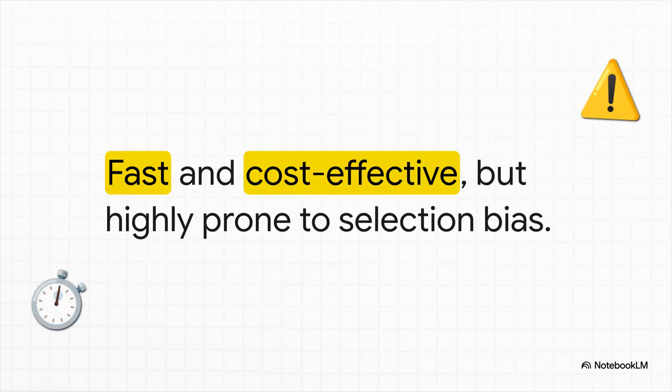Let's ground this in reality for a second. Imagine you're studying a specific illness. With convenience sampling, you might literally just survey whoever happens to be sitting in a clinic waiting room on a Tuesday morning. It's incredibly fast. It's super cost-effective. However, as we saw earlier, it is highly prone to selection bias. Because, think about it, Tuesday morning patients might have totally different characteristics than weekend patients. But despite the bias, it's a very realistic, practical choice for early exploratory research.